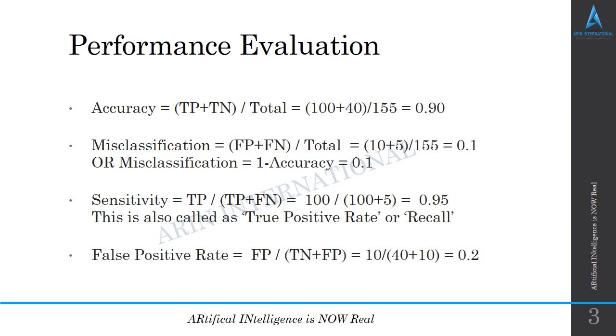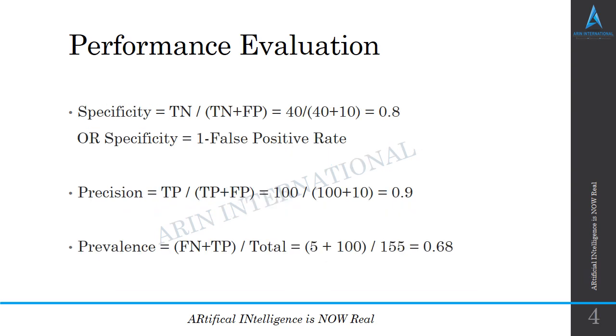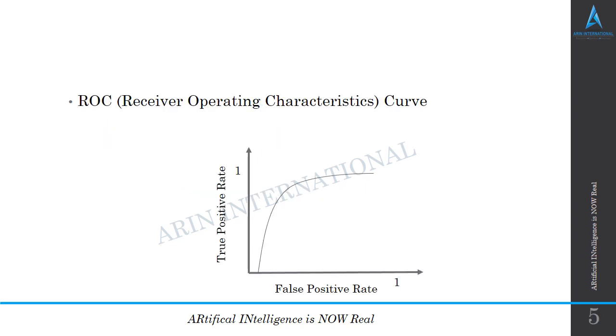Sensitivity is TP upon TP plus FN. This is also called the true positive rate or recall. False positive rate is calculated as FP upon TN plus FP. It is 0.2 in this case. Specificity is calculated as TN upon TN plus FP or 1 minus false positive rate. Precision is equal to TP upon TP plus FP. Prevalence is equal to FN plus TP upon total.